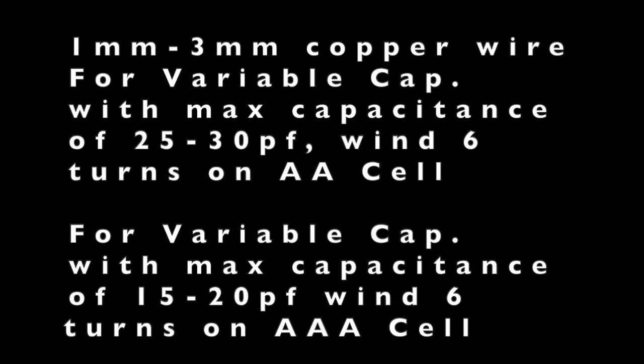Now we need to make the coil using either 1 millimeter, 2 millimeter, or 3 millimeter bare copper wire. I find it's best using thicker wire. 3 mm wire will be the best, but it's too thick to turn. So taking the middle ground, 2 mm is the wire I will be using. You also need a form or a mold, so you can wind your wire on top and then later take it out of it. For a 15 pF variable capacitor, you need a bigger coil, so you use the AA battery as your mold. For a 25 pF variable capacitor, you need a smaller coil, so you use the AAA cell as your mold or form.